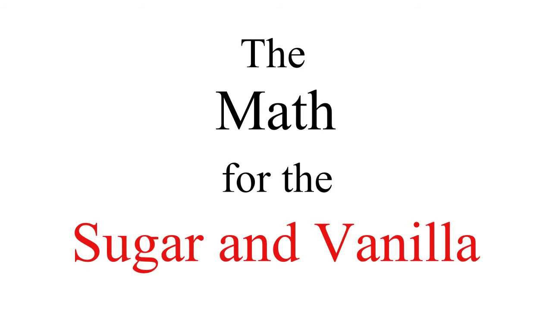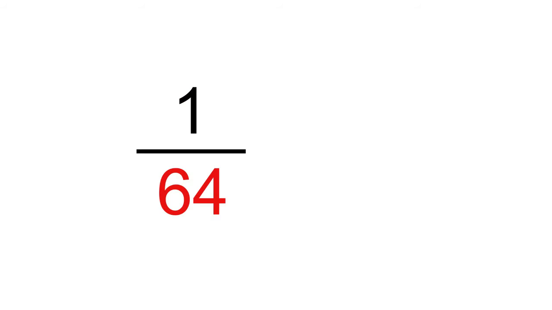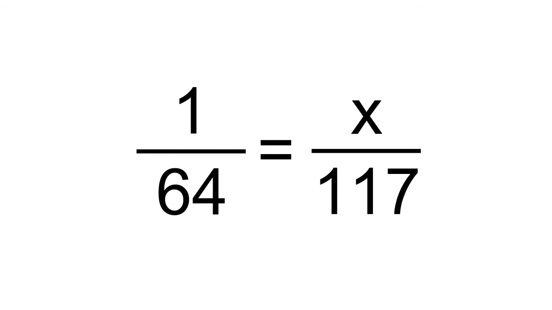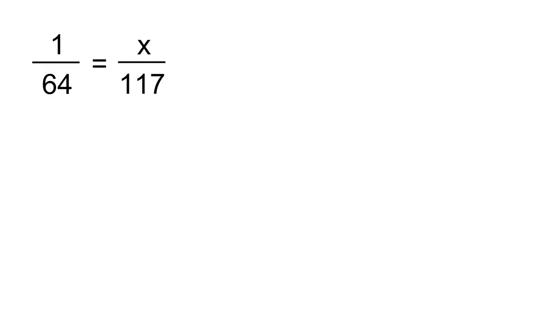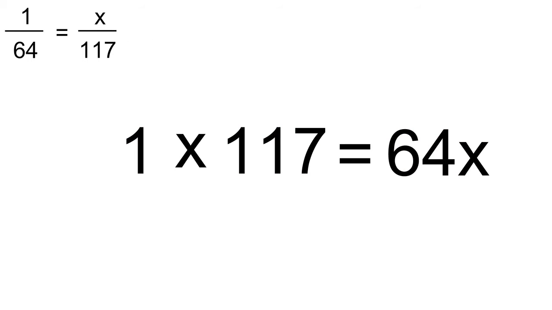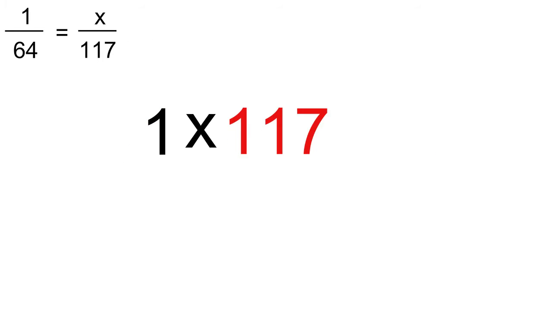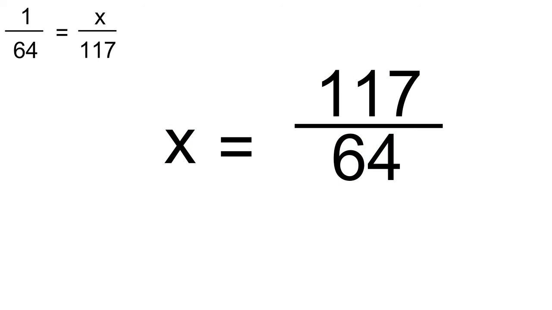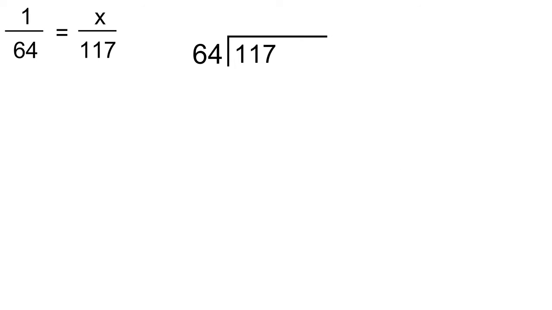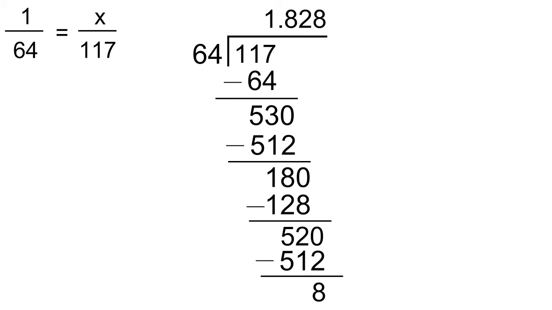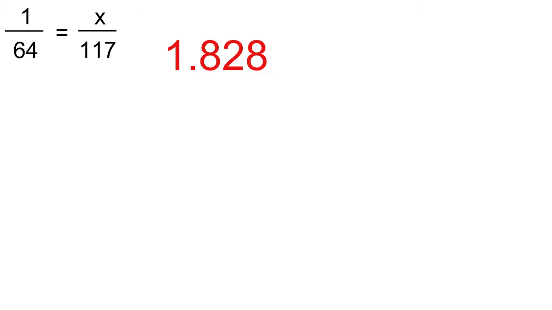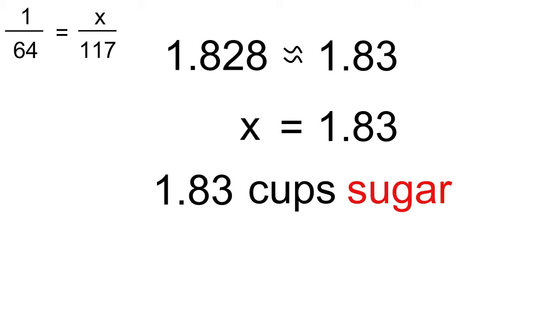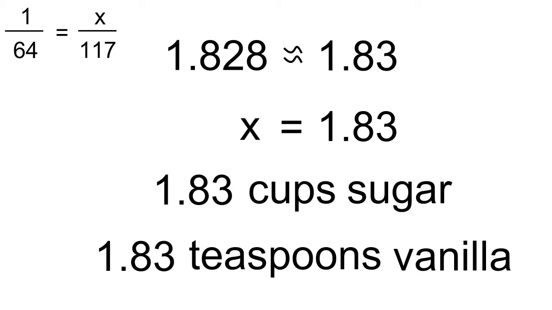The recipe calls for 1 teaspoon vanilla and 1 cup sugar, so the math is the same even though the amounts are very different. The problem is 1 over 64 equals X over 117. 1 times 117 equals 64X, or 1 times 117 over 64 equals X. X equals 117 over 64, or 117 divided by 64. The answer is 1.828, which I rounded up to 1.83. X equals 1.83. The recipe calls for 1.83 cups sugar and 1.83 teaspoons vanilla.